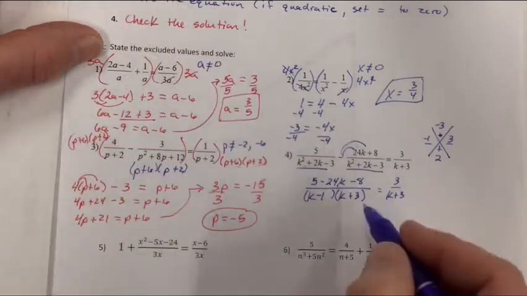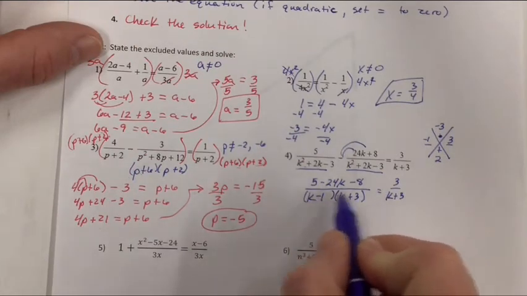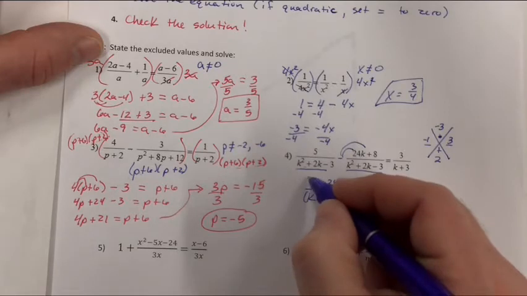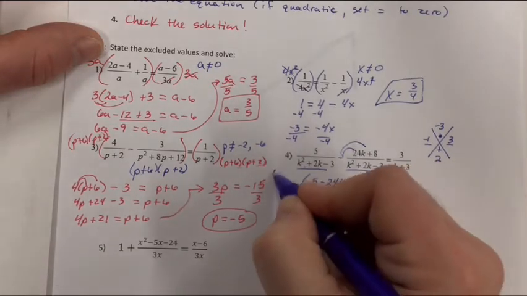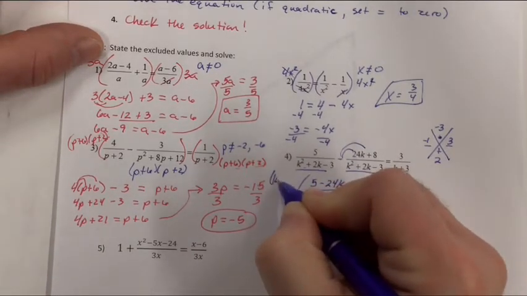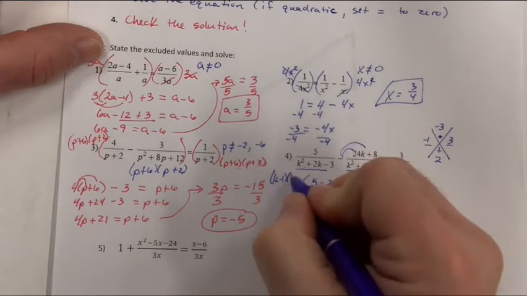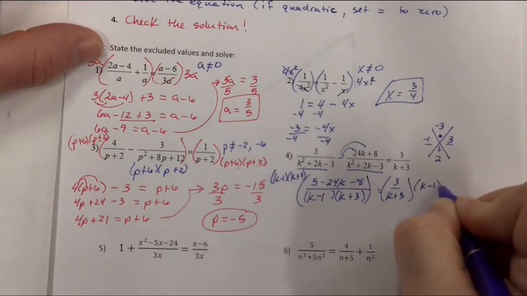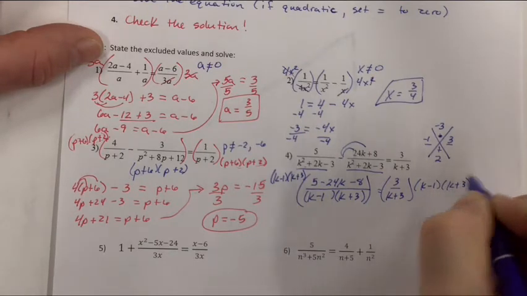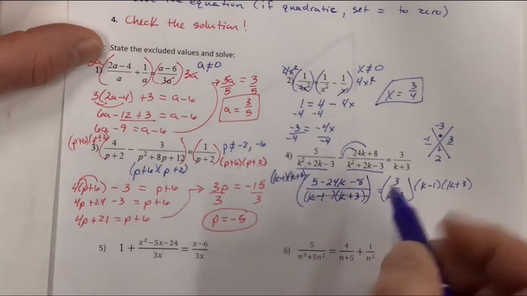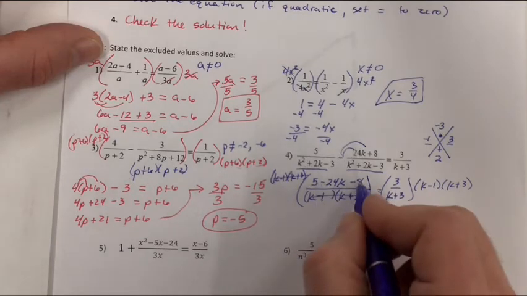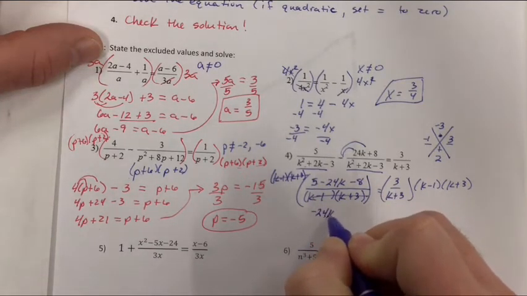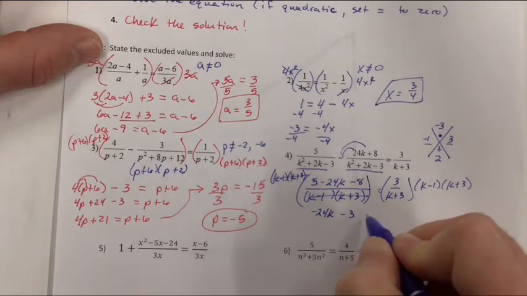Now I want to identify the least common denominator, which is this combined denominator. So I'm going to multiply both sides by k minus 1, k plus 3. On this side, it completely cancels. So I'm going to have just this, but I'm going to combine my like terms 5 and minus 8 here and change that to negative 24k minus 3.